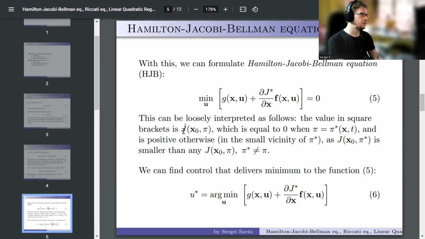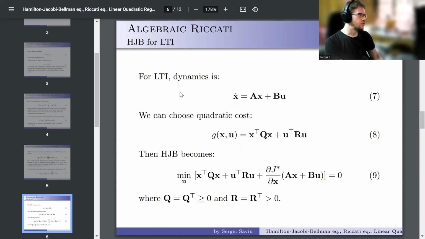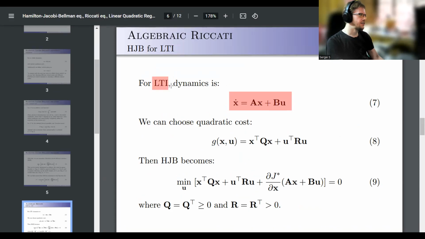So let's try to get to practice. For our practice, we are very humble. We use LTI systems, continuous time LTI: x dot equals Ax plus Bu.